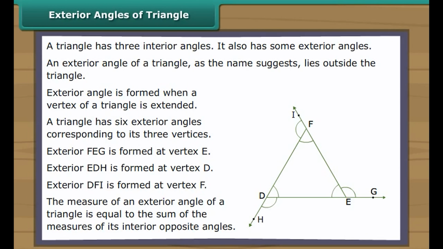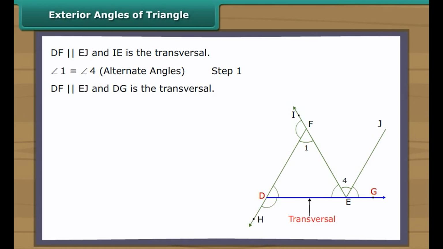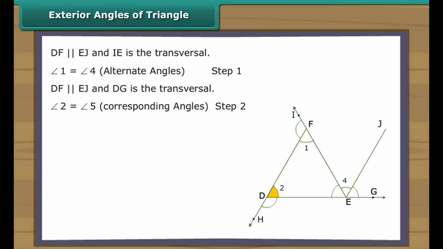Let us now prove the same. We draw a line segment EJ from point E such that EJ is parallel to DF. If we regard IE as a transversal intersecting the parallel lines DF and EJ, angle 1 is equal to angle 4, alternate angles. If we regard DG as a transversal intersecting the parallel lines DF and EJ, angle 2 is equal to angle 5, corresponding angles.